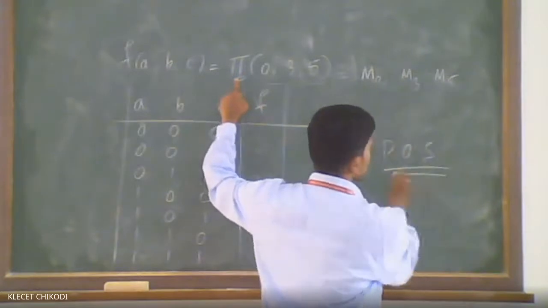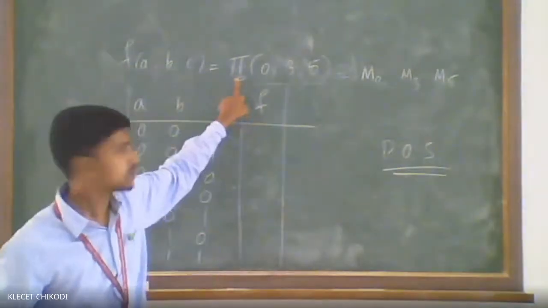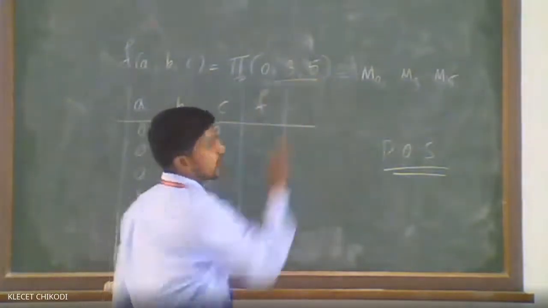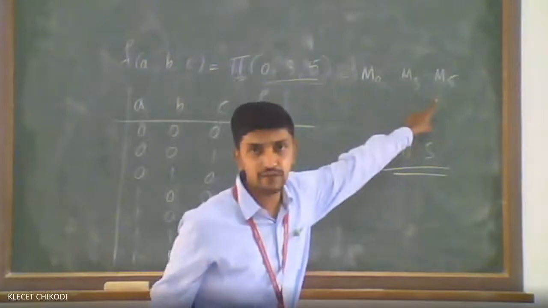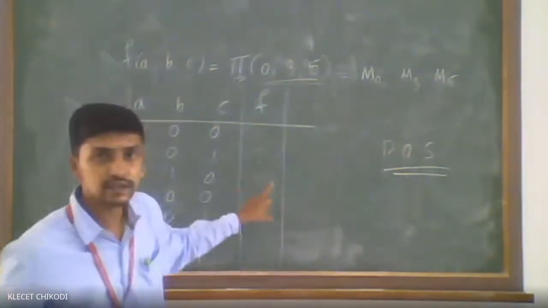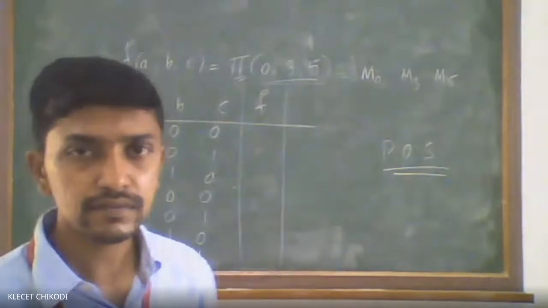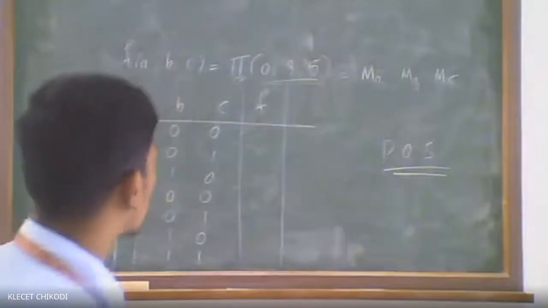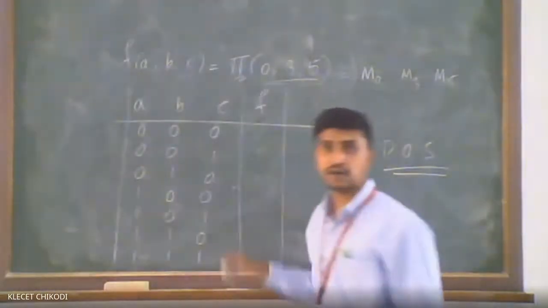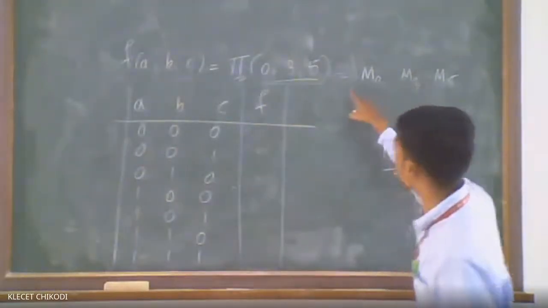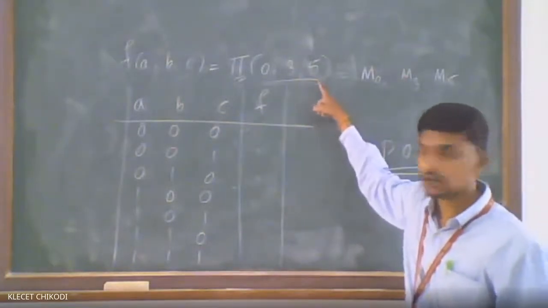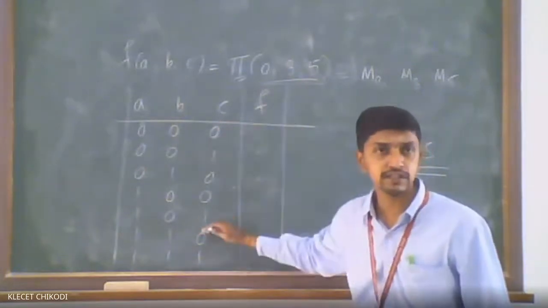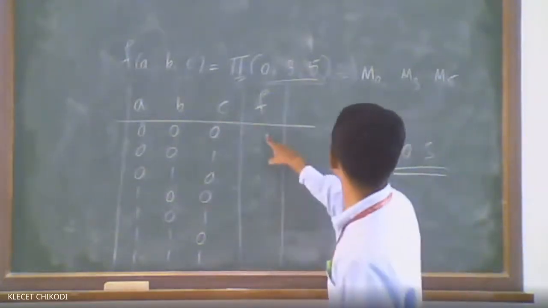All are interrelated here. Since we are considering POS, wherever these max terms are available, that is M0, M3 and M5, we are taking only those as zeros, because since it is a POS expression, we have to consider the zeros here. So for particular max term values, we have to take the zeros, and for the remaining input combinations, it will be 1.